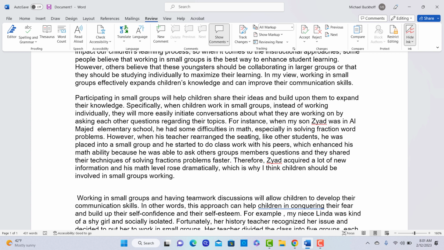Okay, I think I got it. However, when his teacher rearranged the seating, like other students, he was placed into a small group and he started to do classwork with his peers, which enhanced his math ability because he was able to ask other group members questions.